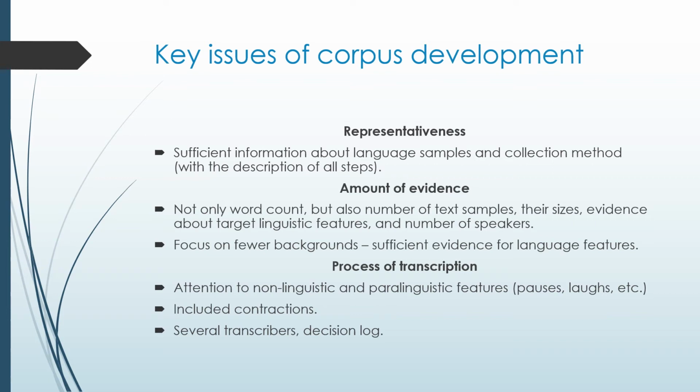Process of transcription is another interesting thing because it is actually pretty difficult to transcribe text. So it is important to pay attention to non-linguistic and paralinguistic features, that is pauses, laughs, hesitations, and so on. This specific corpora also includes contractions, which is rare in other corpora, and the creators of the corpus used several transcribers who looked at the same topics. They had a huge decision log where they were always interacting with each other and making decisions together.